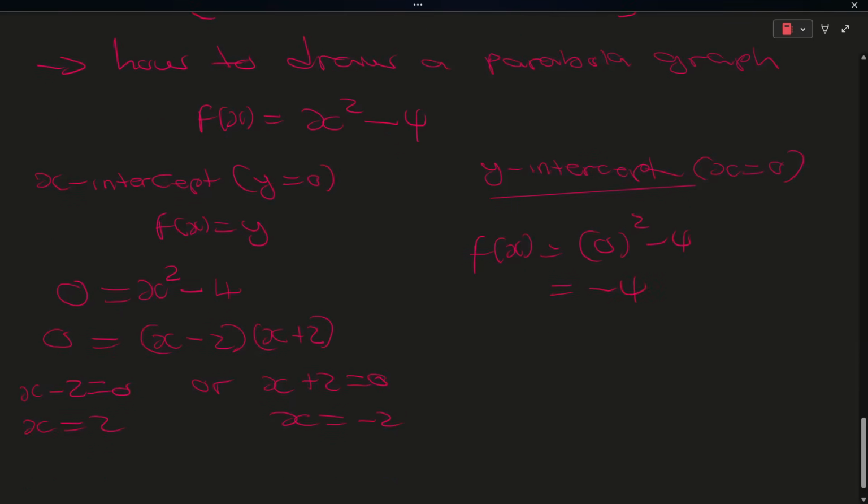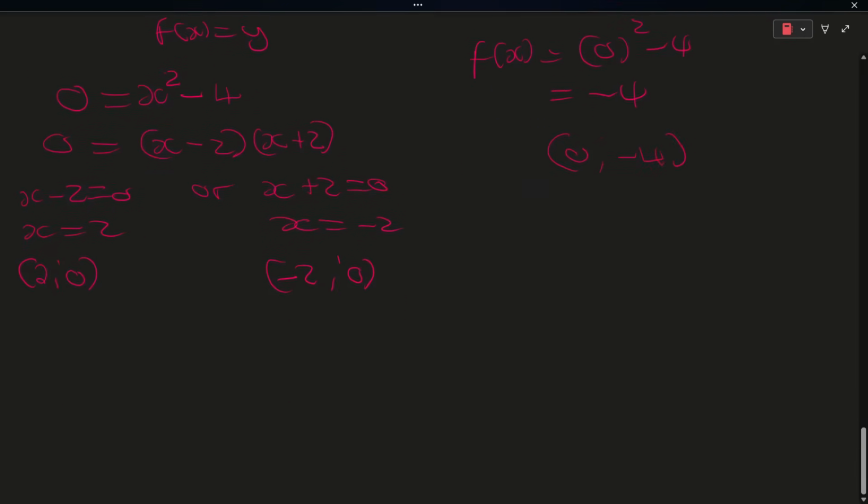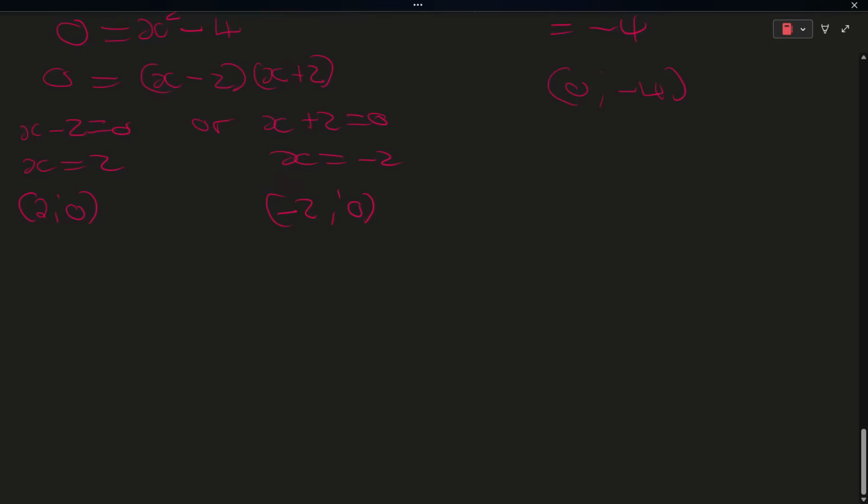So now we have to write our coordinates. My coordinate here will be (2, 0). What is the value of y that I substituted? See? And the other coordinate is going to be (minus 2, 0). Here, the value of x that I substituted is 0, and the value of y is minus 4. Just like that. Do you get it?